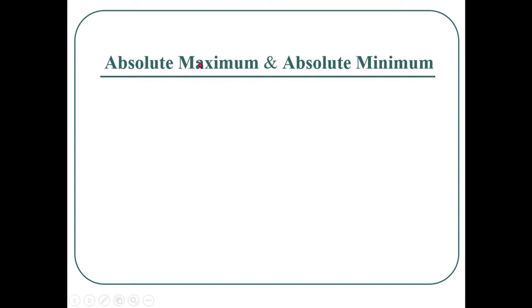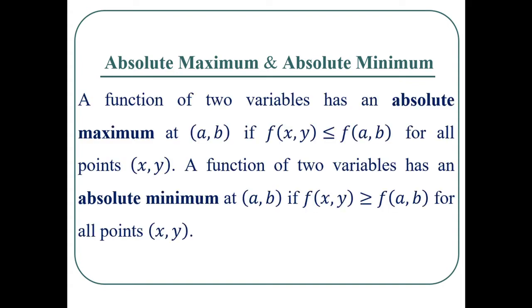Now, what are absolute maximum and absolute minimum values? See, a function f of xy of two variables has an absolute maximum, absolute means overall, at (a, b) if f of xy is less than or equal to f of (a, b) for all points xy. Means in this case, that maximum is not local maximum. It is overall maximum, and it is called as absolute maximum. That f of (a, b) is greater than or equal to the value of function at each and every point in its domain. Means this f of (a, b) becomes overall maximum, called as the absolute maximum.